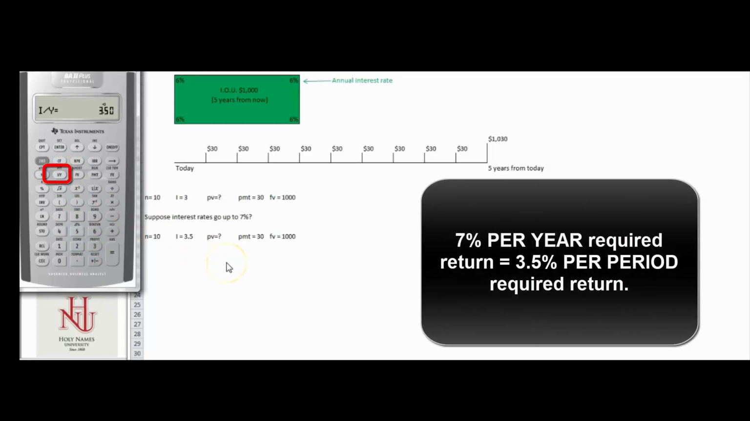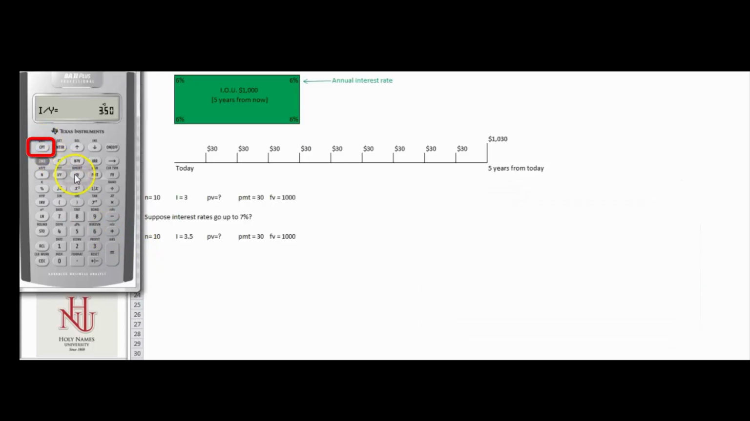Remember, the company pays us interest twice a year. So 7% divided by 2 means that our periodic interest rate is 3.5. Now let's solve for the price of the bond. And the bond has gone down to $958.42.